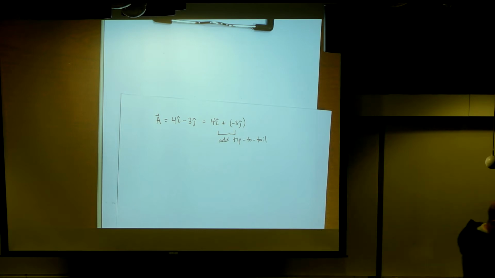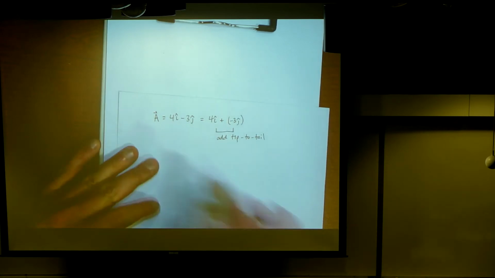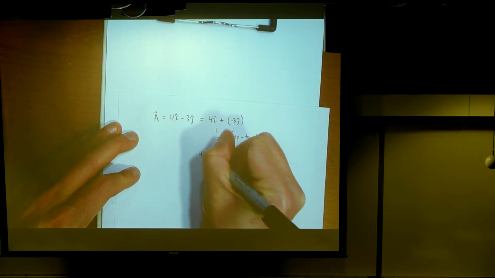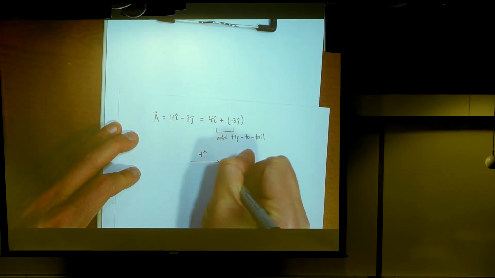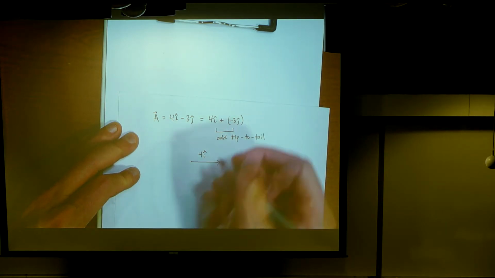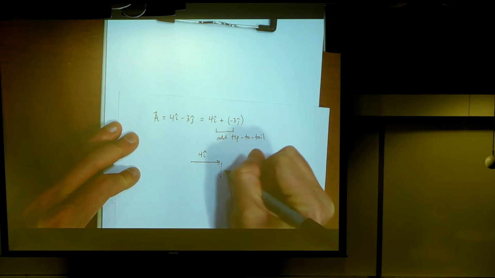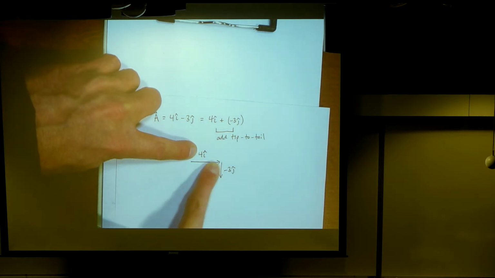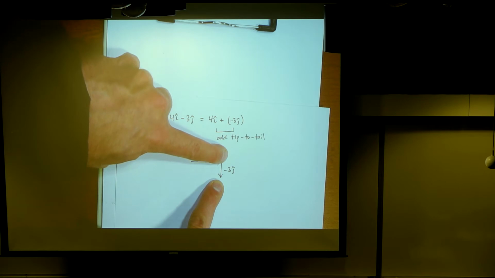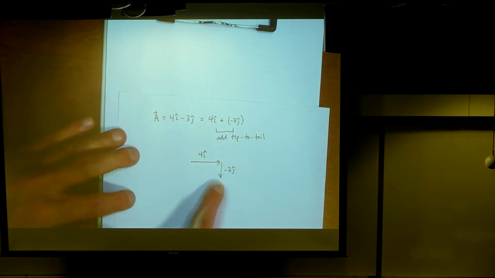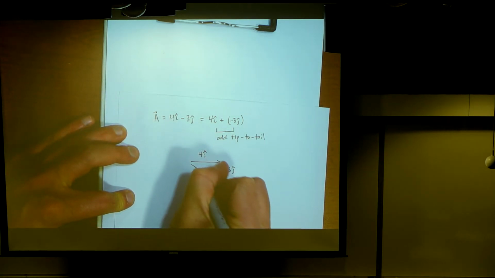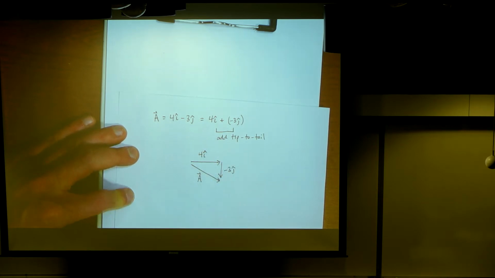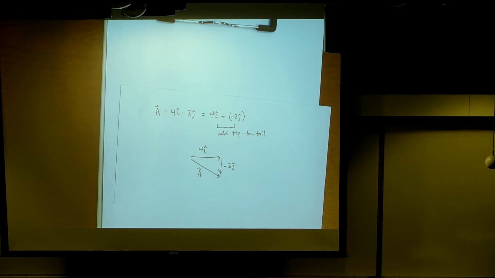Okay, so what happens when I draw those added together tip to tail? Well, 4 i hat is going to be pointing like this, and then minus 3 j hat is going to be pointing down like this. I'm meaning to show this having a length of 4 and this having a length of 3, okay? And then my resultant vector is what I get when I add these two component vectors together.